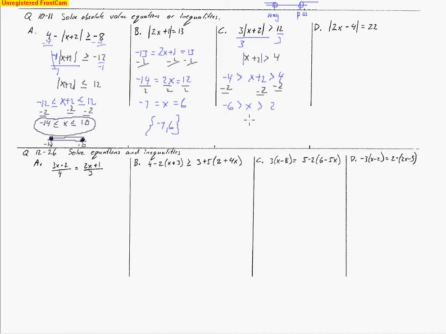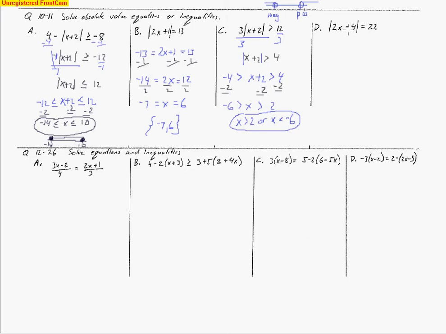So when you see the answer, it's going to go this way. X is greater than 2, or x is less than negative 6. So make sure your inequality signs match with the answer that they have there. Well, one more like that. Let's take a look at this one here.